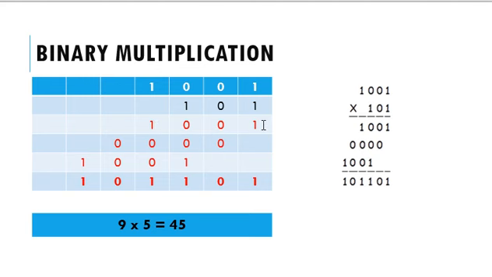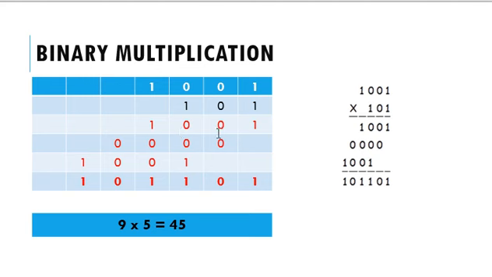1 times 1 is 1. 1 times 0 is 0. 1 times 0 again is 0. 1 times 1 is 1. Because if you remember the rule, the only time you will get the answer 1 in multiplication is when you do 1 times 1. Now let's move on to the next number, which is 0.